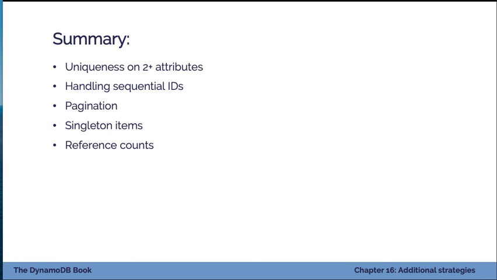The next section we have, the last section of the book, is all about data modeling examples. We're actually going to work through some real examples. We're going to build out our ERD, we're going to list our access patterns, and then we're going to model our DynamoDB tables. So go check those out.